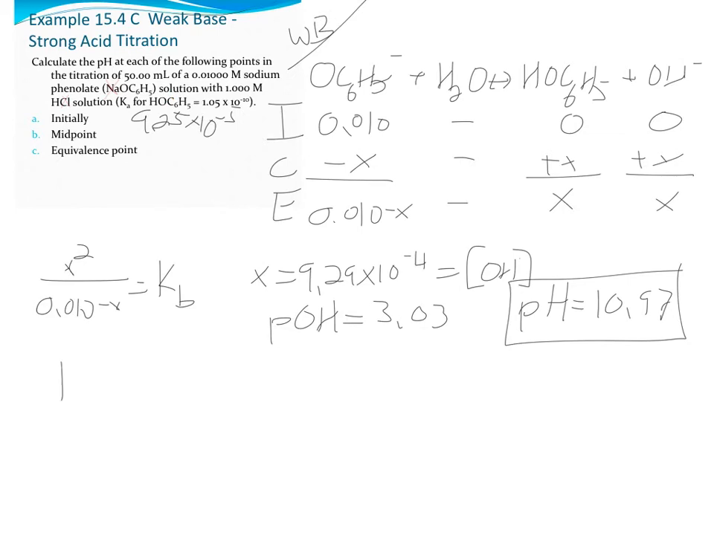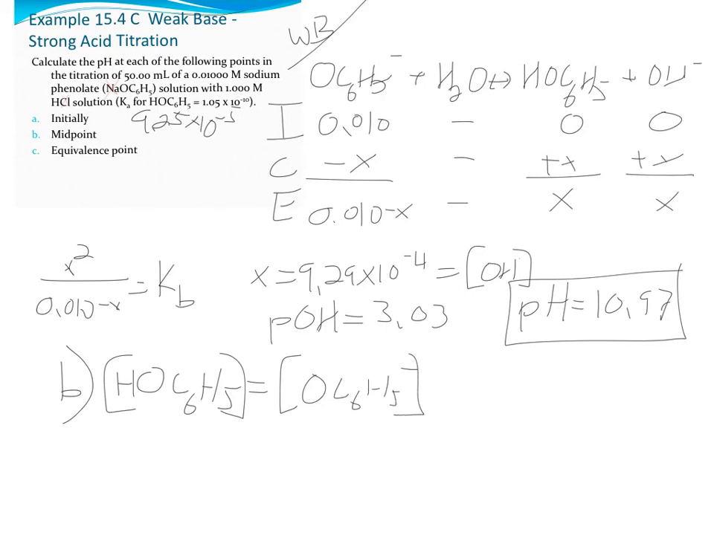Part B is another kind of simplistic one here. Calculate the pH of a midpoint. Well, at the midpoint, the HOC6H5 concentration is going to be equal to the OC6H5 minus concentration, which means the pH is going to equal the pKa.